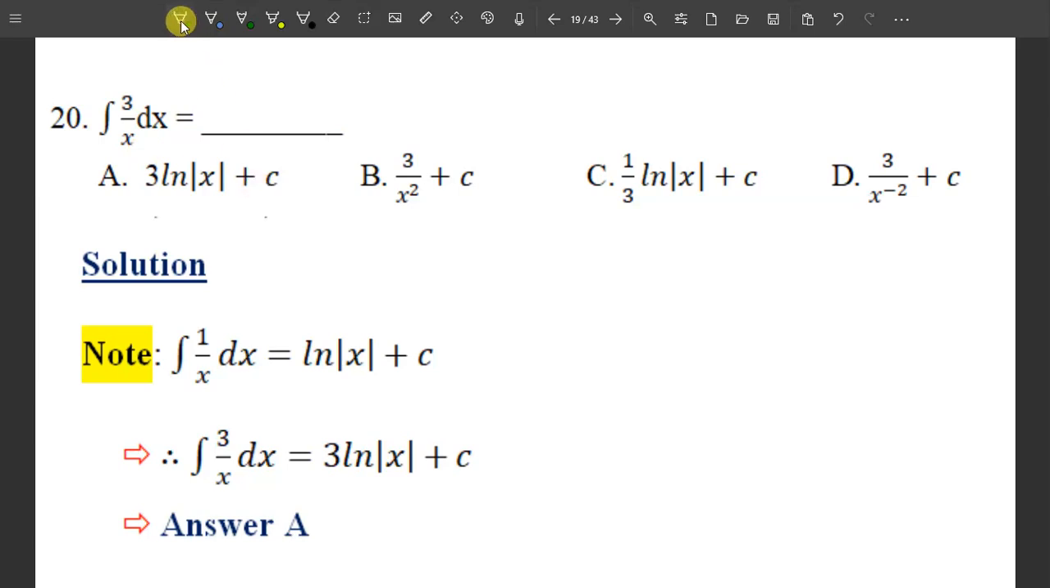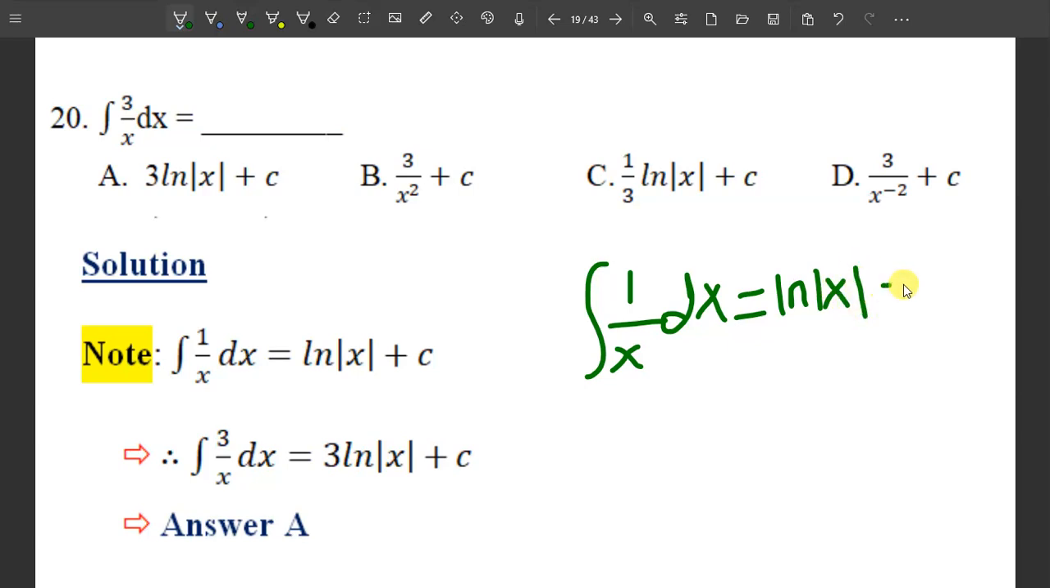Here in indefinite integrals, you can integrate any power function, but here 1 over x dx, the indefinite integral of this one always becomes ln, the natural logarithm, ln of the absolute value of x plus c, any constant c. That is how to integrate 1 over x.